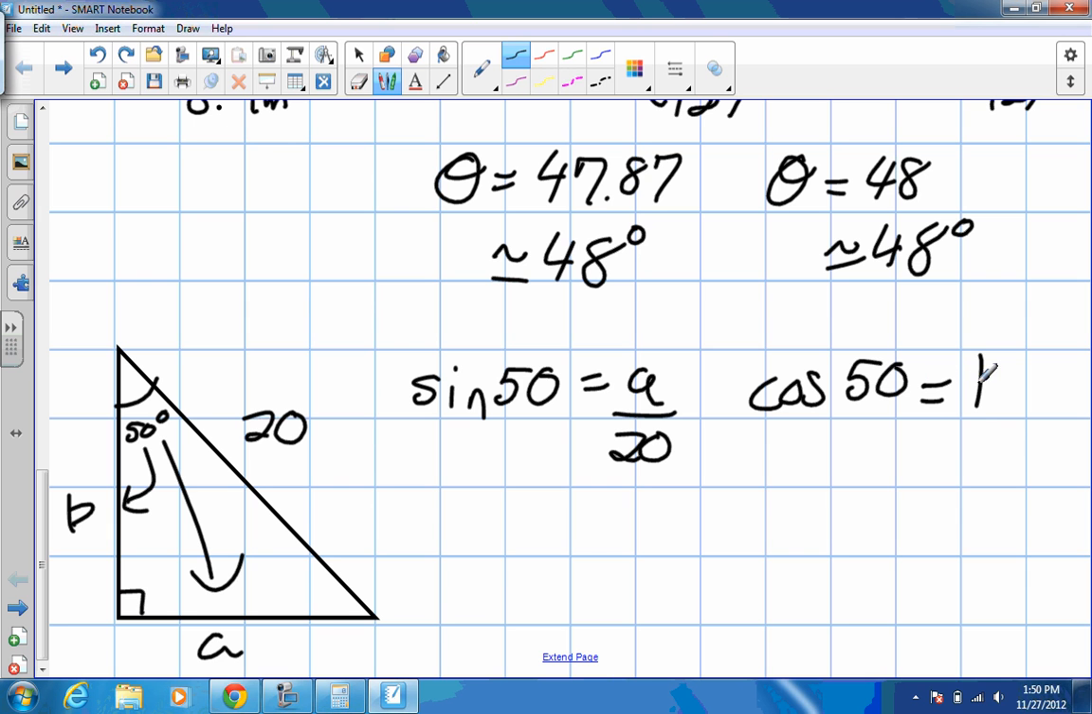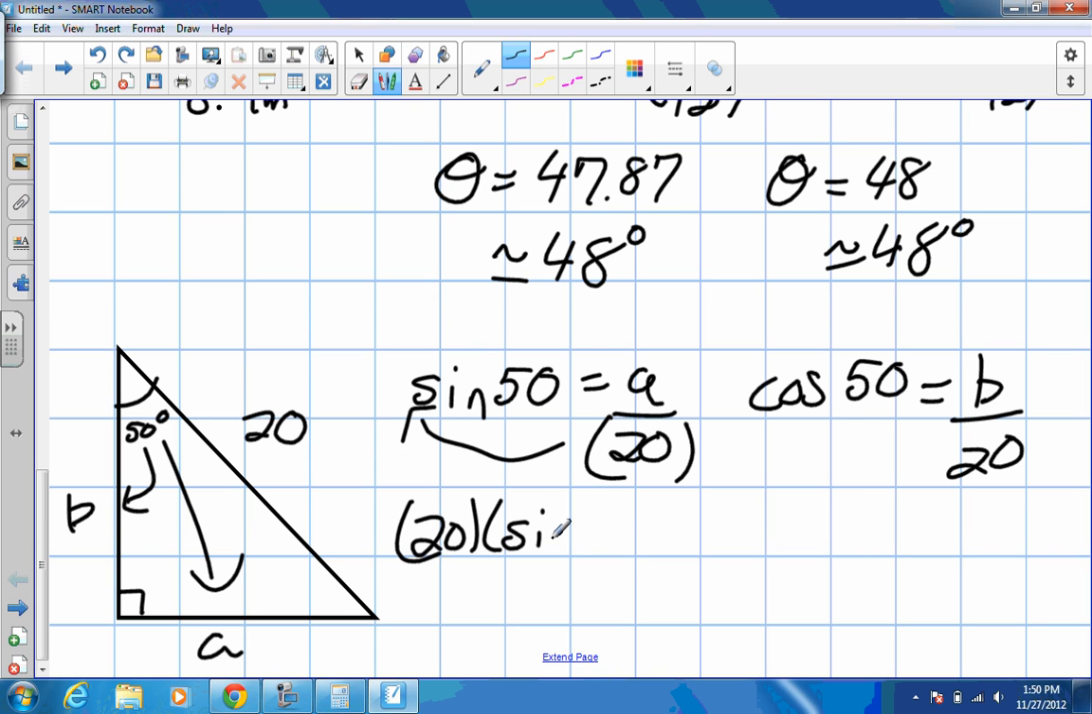Okay? So when dealing with the same angle, we can solve different sides depending on whether we use sine or cosine. Okay? So, now, if I want to isolate A, what do I have to bring to the other side? And how do I do that? That's right. So this will read 20 multiplied by sine 50 is equal to A. And on this side, 20 multiplied by cos 50 is B.